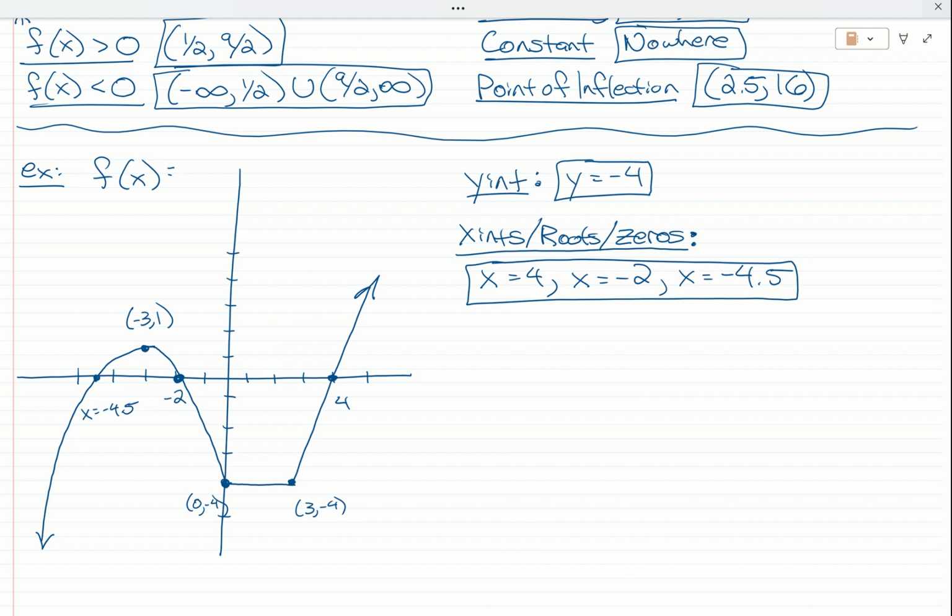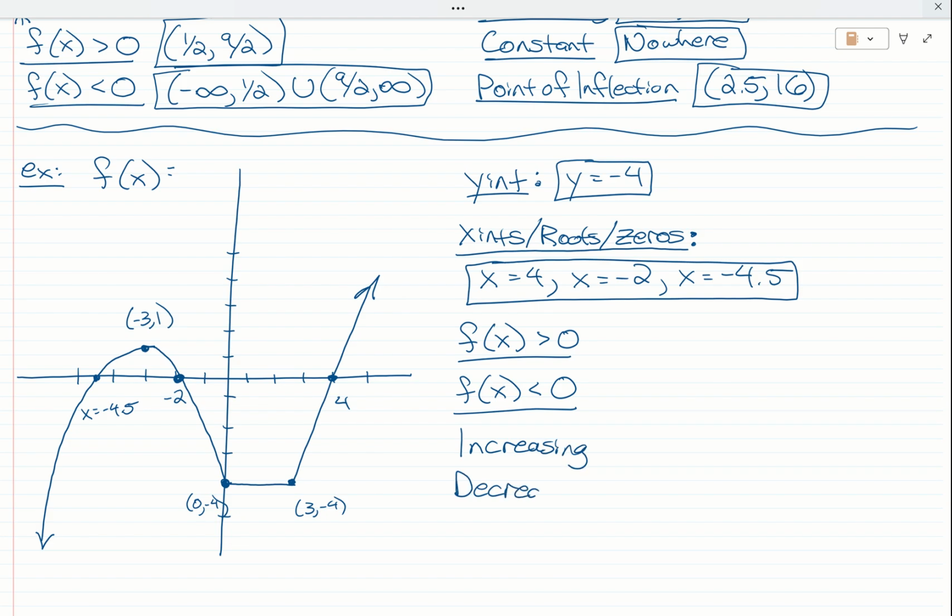I could ask you, where is the graph positive? Where is the graph negative? I could also ask you, where is the graph increasing, decreasing, constant, and any kind of inflection points. Remember, an inflection point is where the graph changes from increasing to decreasing or decreasing to increasing. So let's see if we can figure this out, and then that'll be it.